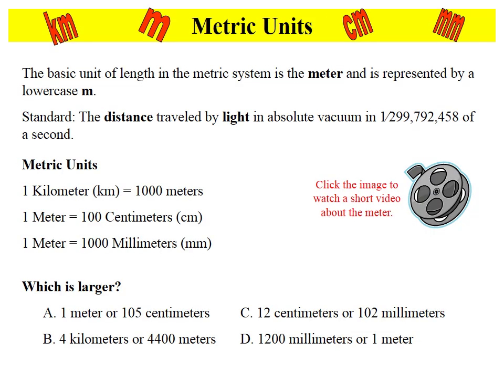This next section is going to be for questions 3 through 6. For question 3, the basic unit of length in the metric system is the meter and is represented by lowercase m. So if you say you have 4m, you got 4 meters as opposed to 4g, which would be 4 grams, right? But we're talking about length. The standard for a meter, which is question 4, is the distance traveled by light in an absolute vacuum in 299,792,458ths of a second. Light is very fast.